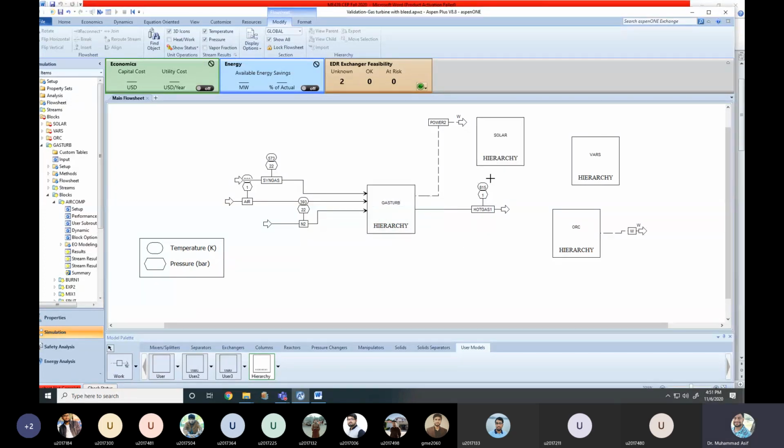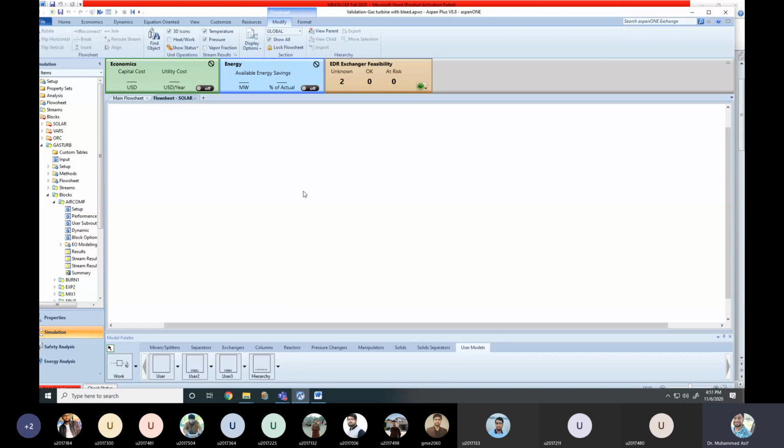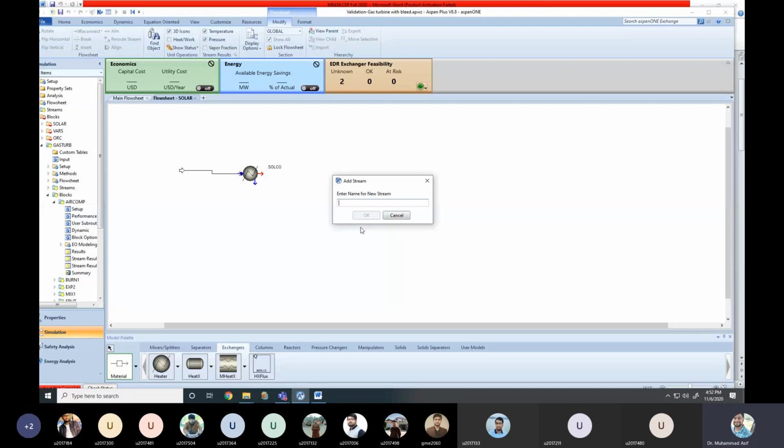So in solar, what happens? In solar, basically, you need steam. By using the heat input, you need certain steam. So that's just like a heat exchanger, let's say a solar collector, SOLCO. So this is our solar collector. From the solar collector, we want water in, let's say stream 1, and at the outlet we want some steam, let's say stream 2.